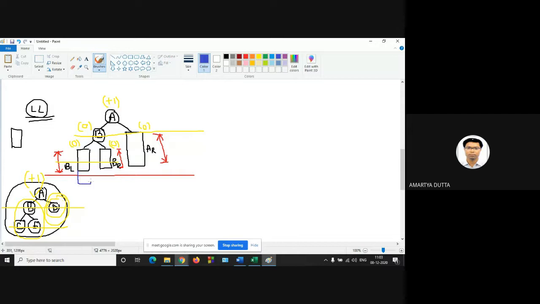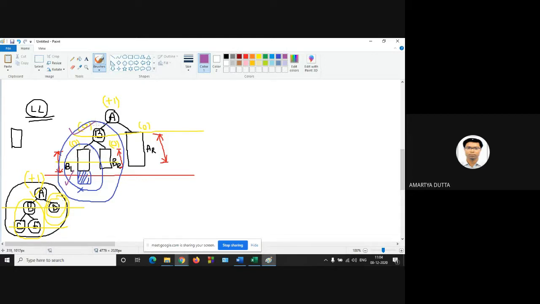Let us insert a value X. Okay, so this is the left subtree of the left subtree. Is it clear? The insertion procedure, is it clear to you? Yes, sir. X is inserted at the left subtree of the left subtree of A.